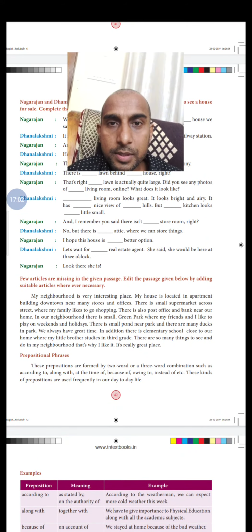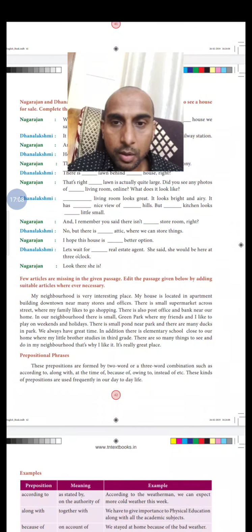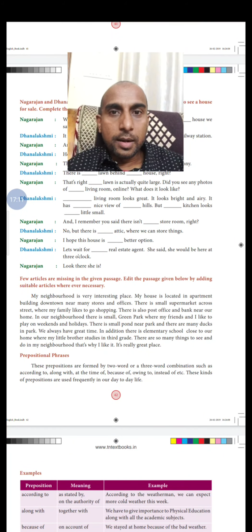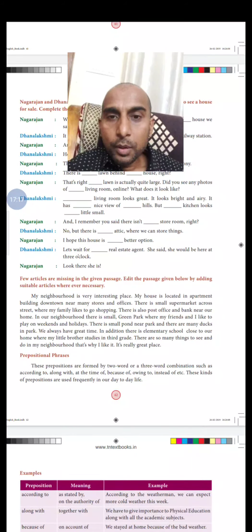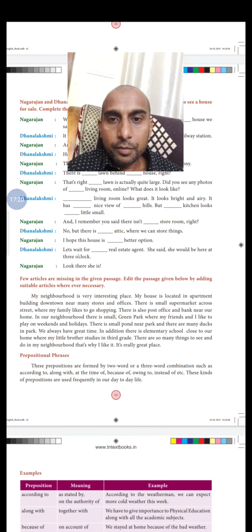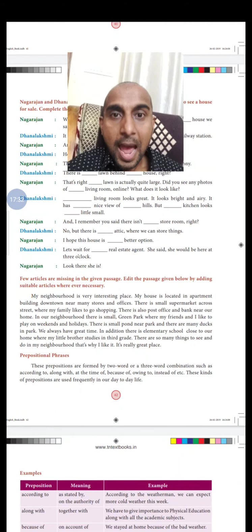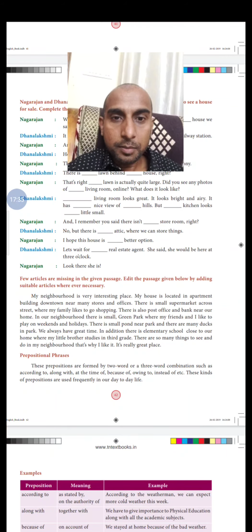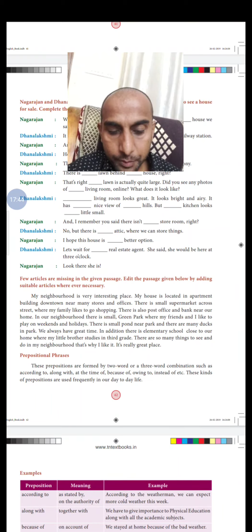Few articles are missing in the given passage. Edit the passage given below by adding suitable articles wherever necessary. Now, as we read, they would have missed writing articles in this paragraph. Let us fill the article. My neighborhood is, so you can find that an article is missing here. My neighborhood is a very interesting place. Second sentence, my house is located in an apartment. In an apartment, you have to write an before apartment building downtown near many stores and offices.